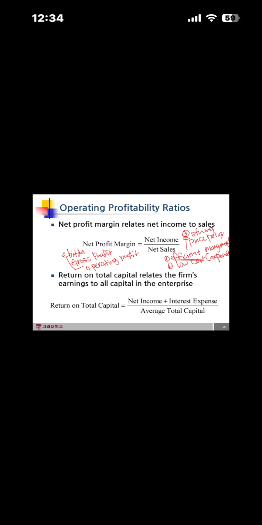And a low net profit margin means that a company uses an ineffective cost structure or poor pricing strategy. So the low ratio can result from inefficient management and higher expense and a weak pricing policy.